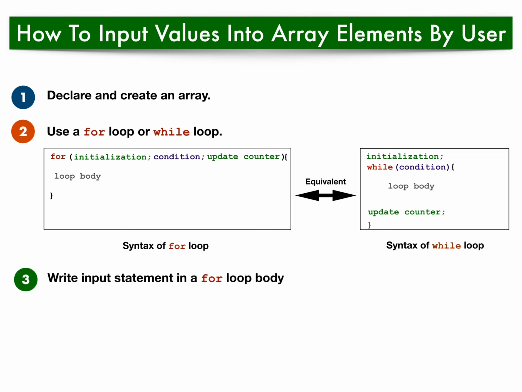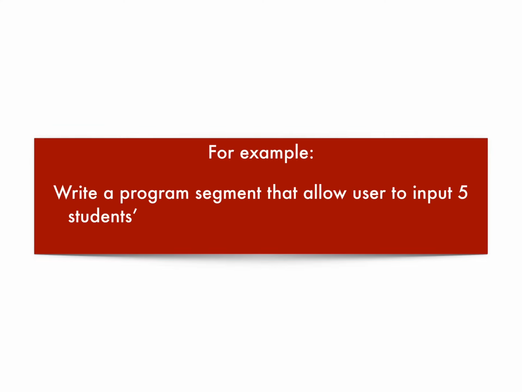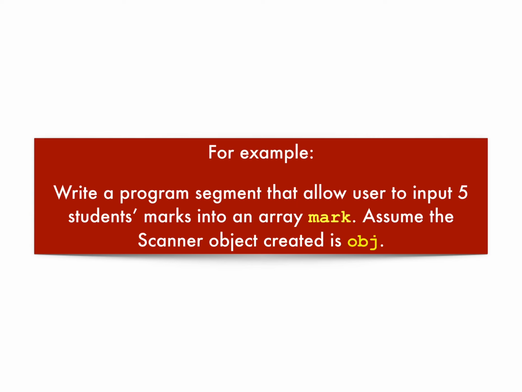Next, to write the input statement. The input statement must be in a loop body so that it allows the user to input values repeatedly. To write an input statement in an array, you have to add the index variable that is indicated with brackets. I will guide you on how to write a program segment that allows the user to input 5 students' marks into an array named mark. Assume the scanner object created is obj.